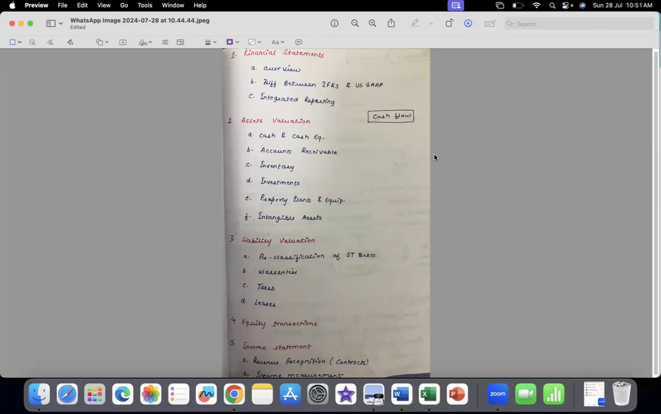So in the pre-CMA, those concepts are not that relevant. Just an overview is fine, but then you need to study it in depth. And then there is a cash flow statement as well. There is something related to cash flows as well.